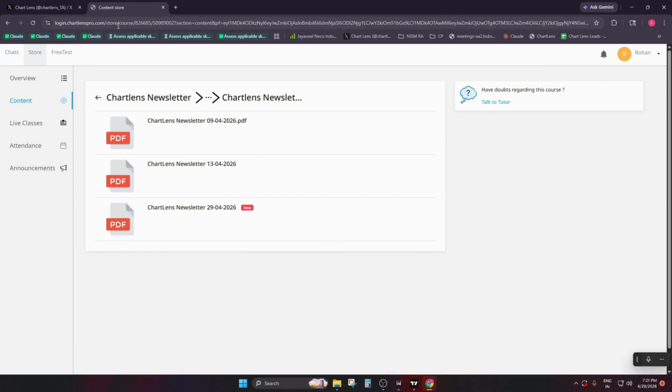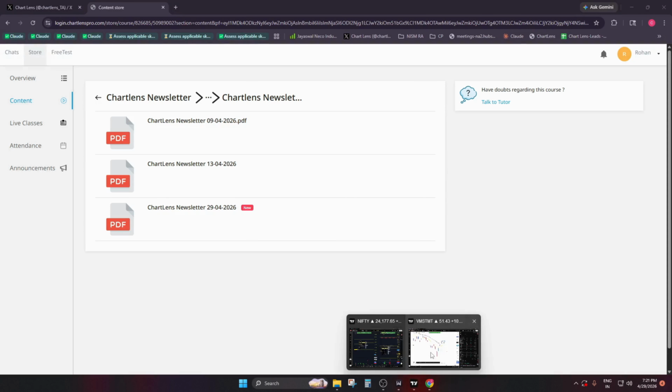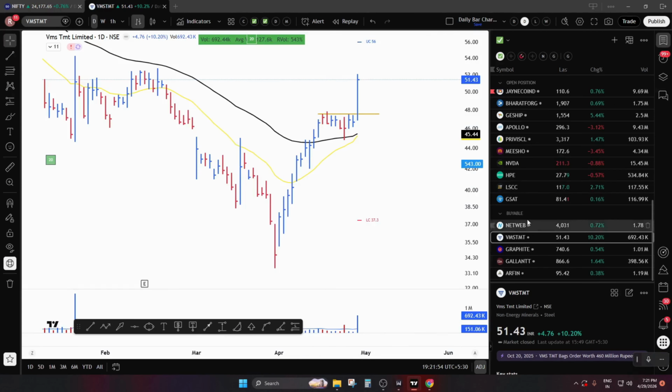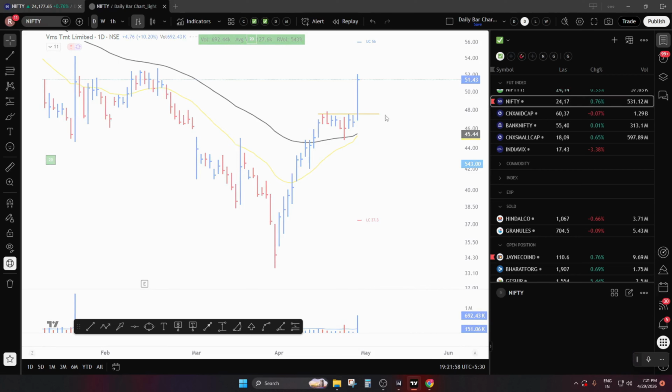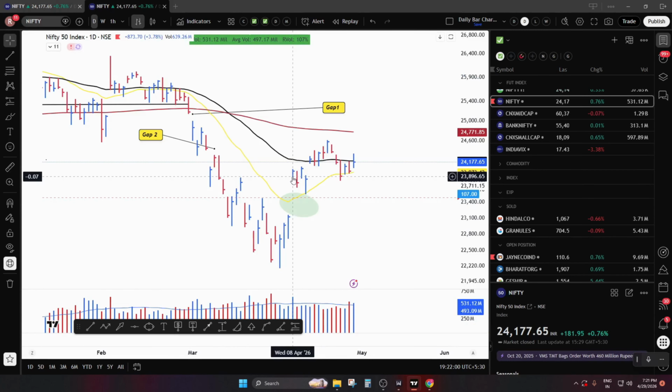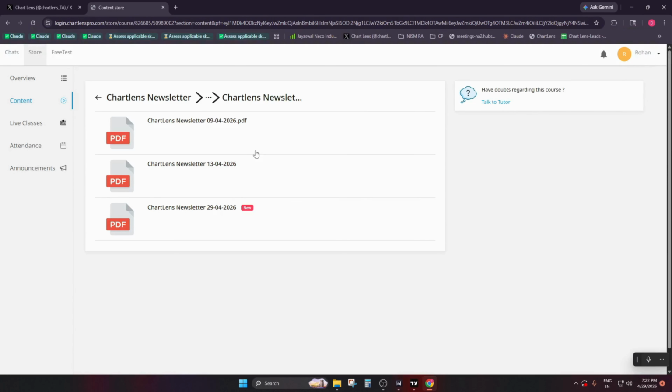One more thing, please do check my news status, which is at login.chartlenspro.com. Log in with your mobile number and you will get all the news status for free. Just check the 9th of April, which I wrote on the morning of April 9th, or April 8th midnight. It'll be interesting to know how I identified the strong sectors before the move happened.